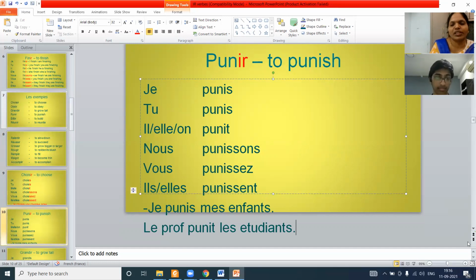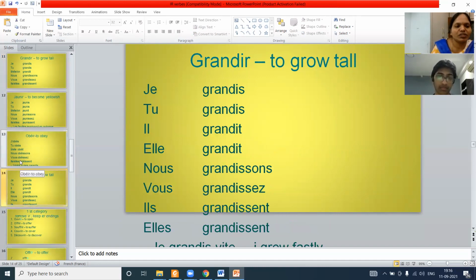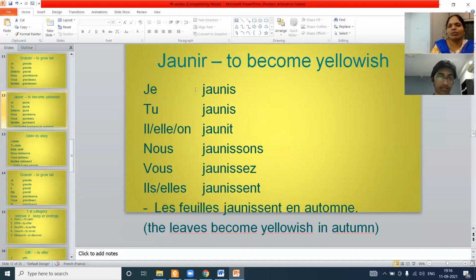Next one, grandir. See, same ending, it will be the same. Je grandis, tu grandis, il grandit. Same thing for all of them, right? So just examples we will see. Les enfants grandissent vite. The children are growing quickly. Jaunir, to become yellowish. Les feuilles jaunissent en automne. So the leaves become yellowish in autumn season.